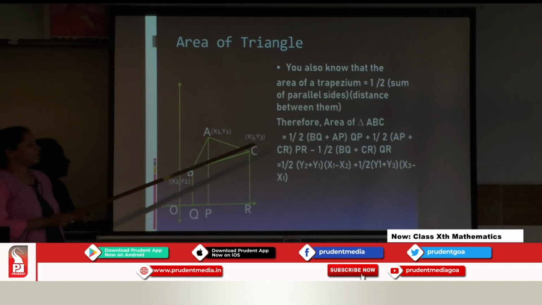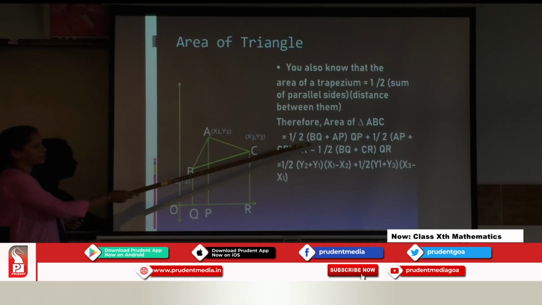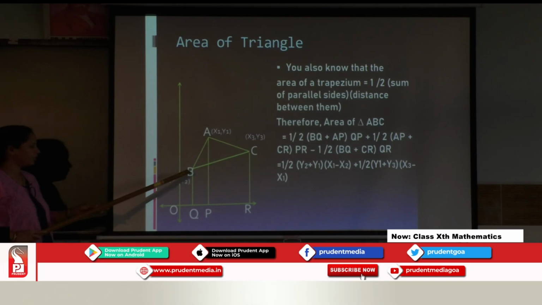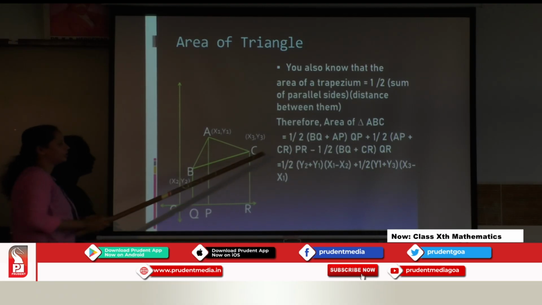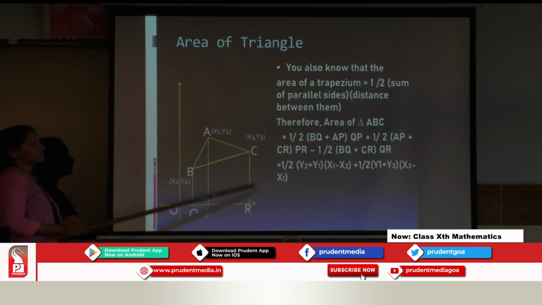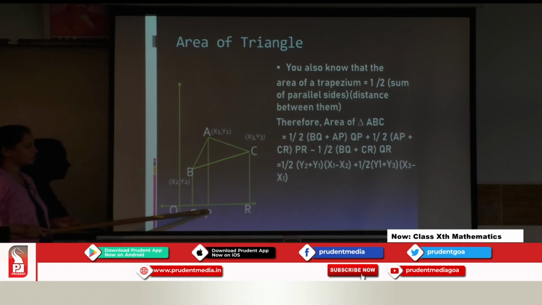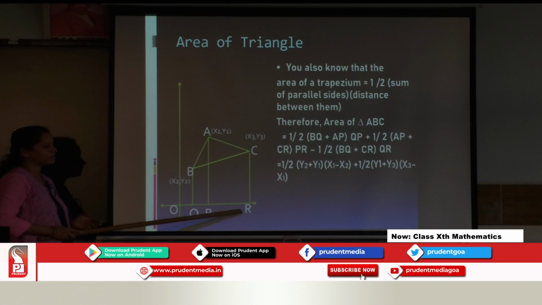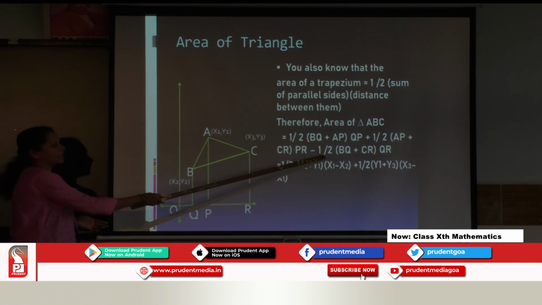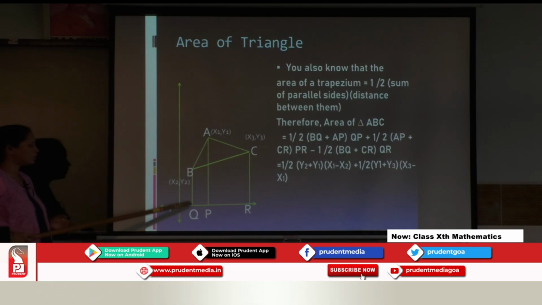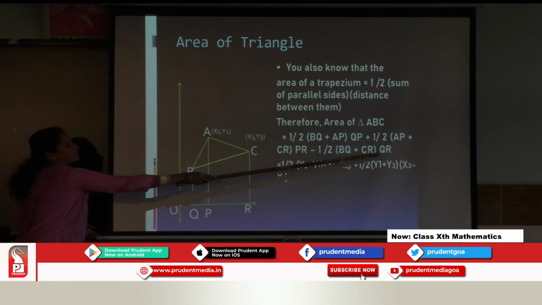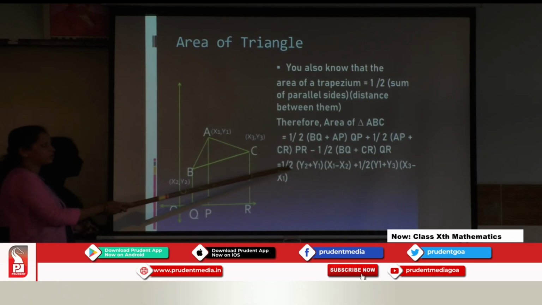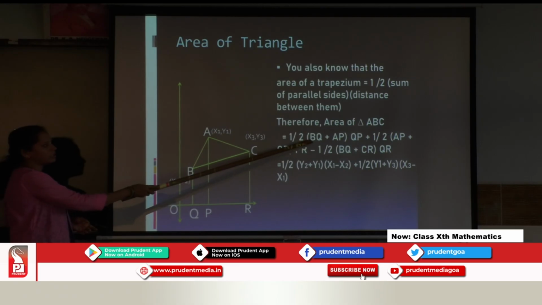we get area of triangle ABC is equal to half into (BQ plus AP), the sum of the parallel sides, into QP, that is the distance between them, plus half into (AP plus CR) into PR, where PR is the distance between them, and AP and CR are the parallel sides, minus half into (BQ plus CR) into the distance between them, that is QR. This is QR.